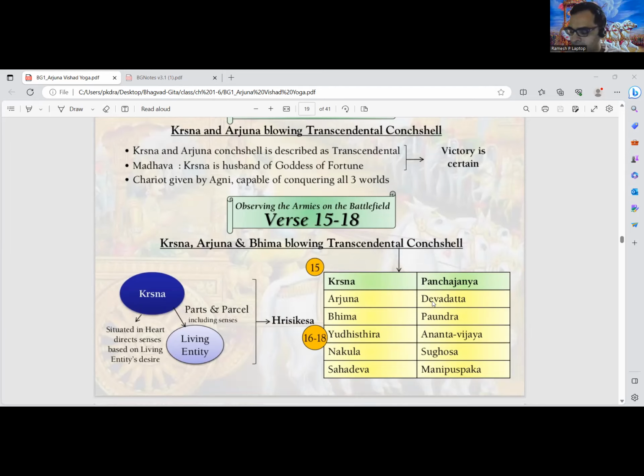And one more thing, I'm not sure whether I discussed this yesterday. No, we didn't. So before the war, both Arjuna and Duryodhana went to Krishna. Krishna was resting at that time, and Arjuna was sitting near his legs, and Duryodhana was sitting close to his head.